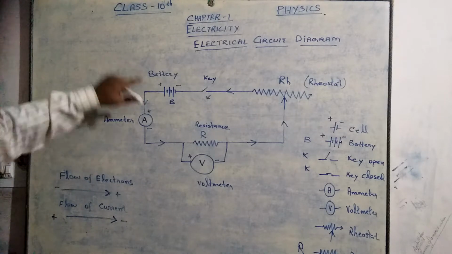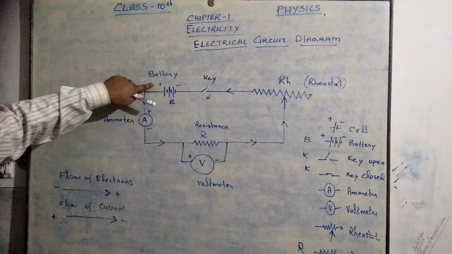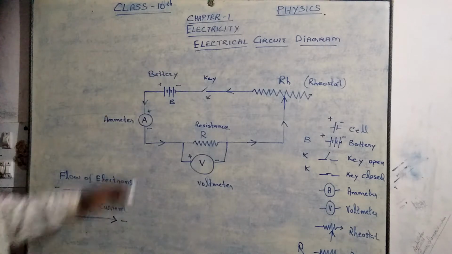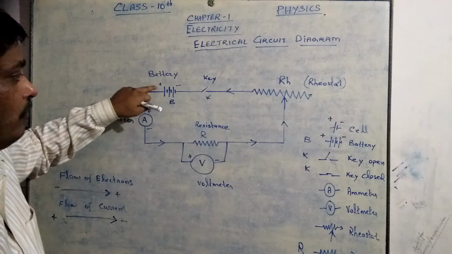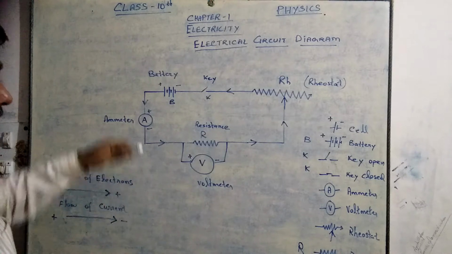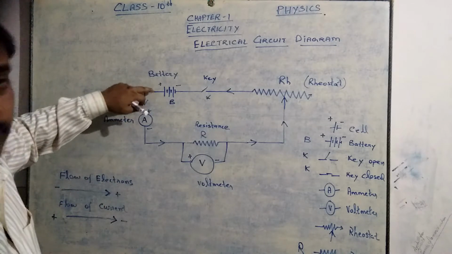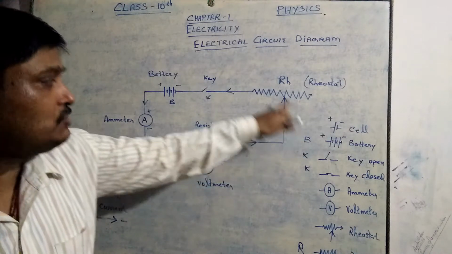Now here we can see the figure, the bigger one, that is the battery. In the battery, the bigger line shows the positive charge and the smaller line shows the negative charge. The battery is denoted by capital B. Now current is flowing in the circuit. In this circuit, electricity is passing through this wire from the positive end through the wires to the negative end.